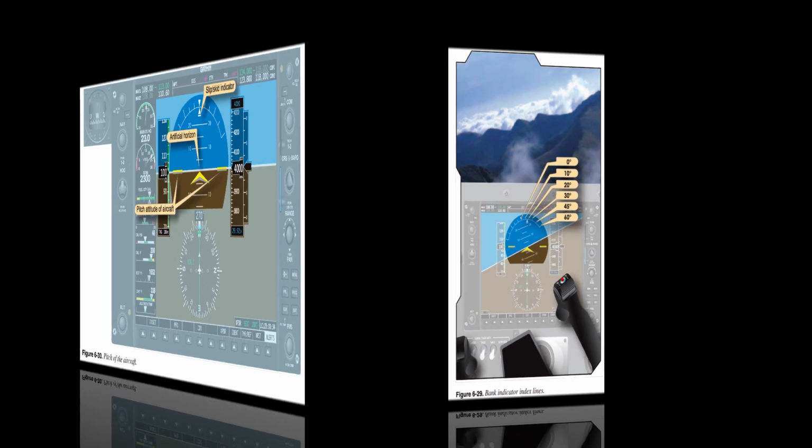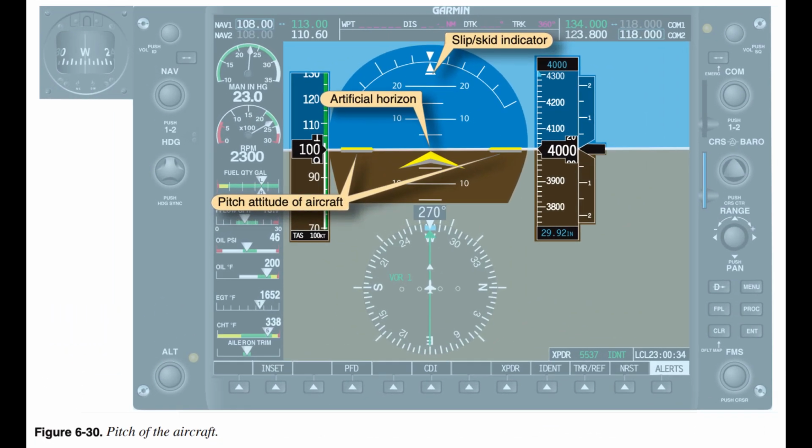Pitch control. The pitch of the aircraft refers to the angle between the longitudinal axis of the aircraft and the natural horizon. When flying in instrument meteorological conditions, IMC, the natural horizon is unavailable for reference and an artificial horizon is utilized in its place. Figure 6.30.